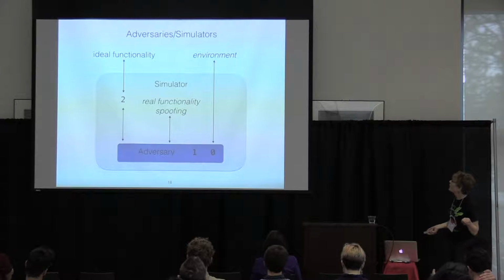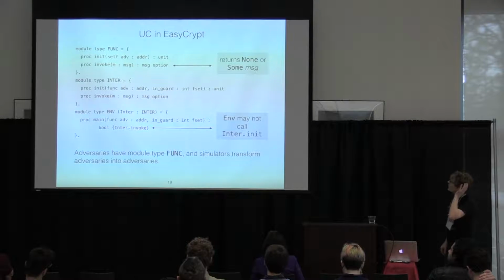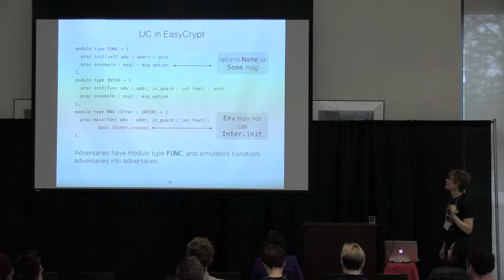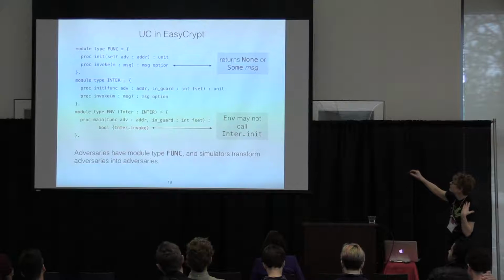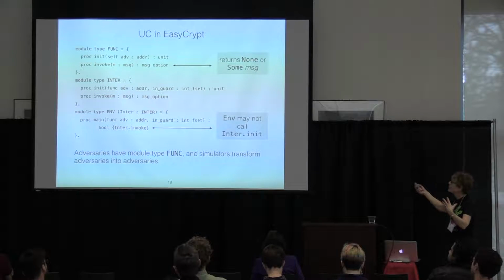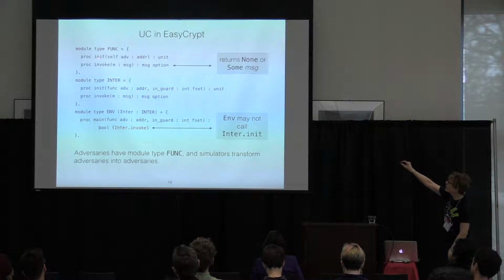So that's how these port indices come together to do simulators. So how does this stuff get realized in EasyCrypt? I'm not going to show you a lot of EasyCrypt code, but there are these module types here, types of modules. So a functionality implements this type that's here, meaning that it has two procedures, init and invoke.